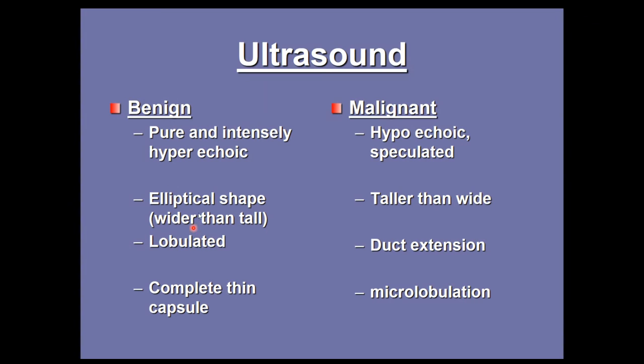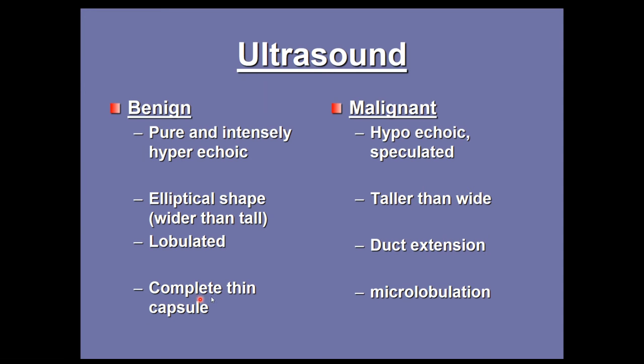Benign masses may show lobulations, but the lobulations will be few, 3 to 5. But in case of malignancy, there will be microlobulations, that is, multiple lobulations, more than 5. Sometimes you can see the duct extension. You can see a dilated duct, and there is extension of tumor inside the duct, so that is indicative of malignancy.